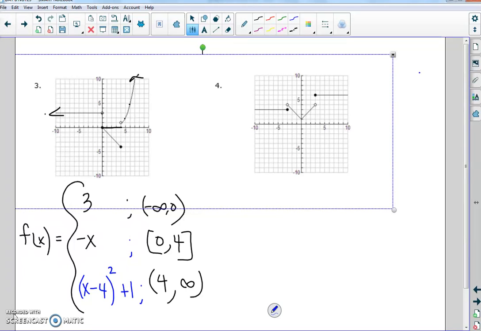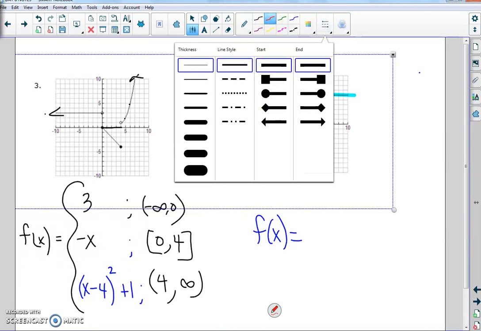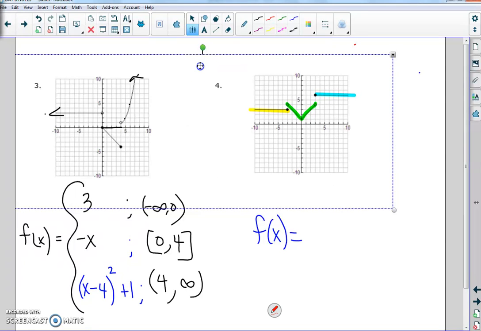This next problem again, I've got 3 functions because I have 3 parts to my graph. I have this, I have from there to there, and I have there. Now it looks like 2 of these are going to be basic horizontal lines, and one of them is an absolute value function.